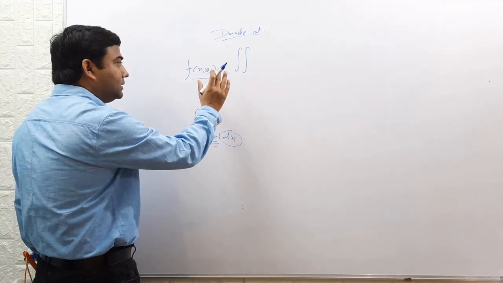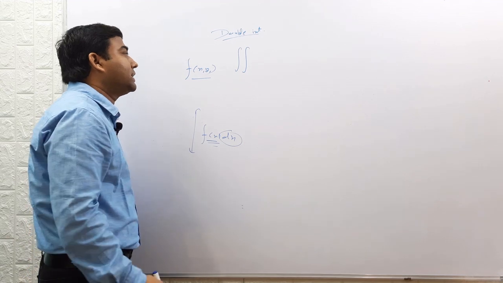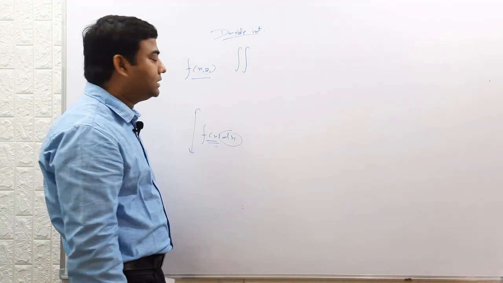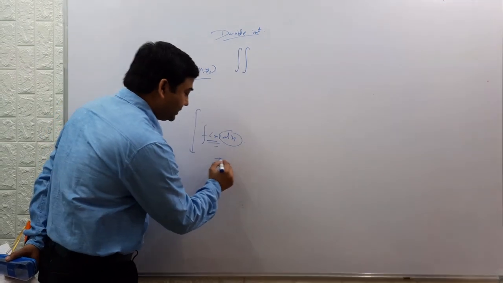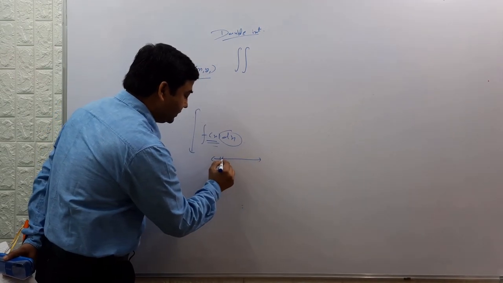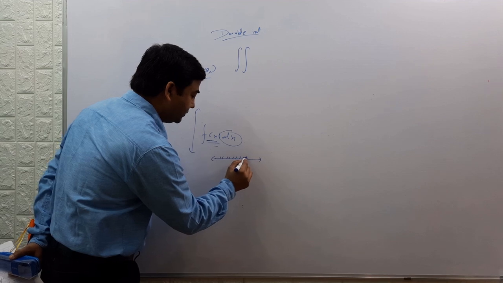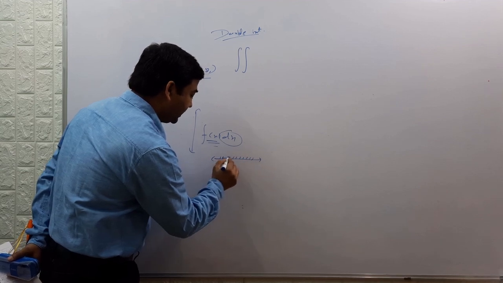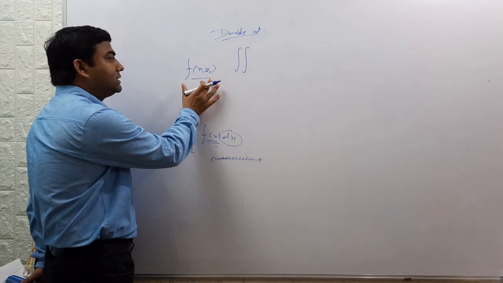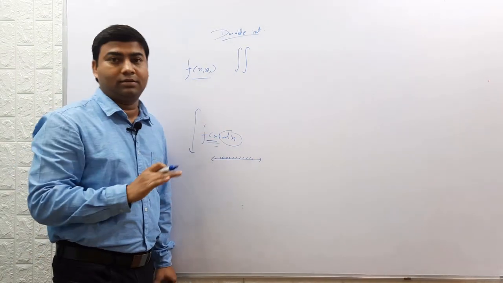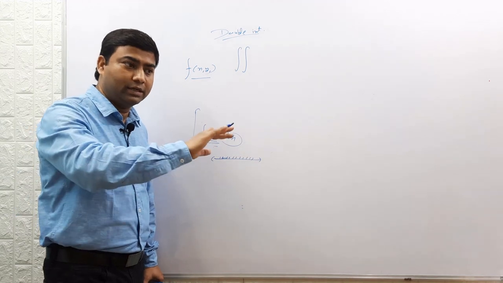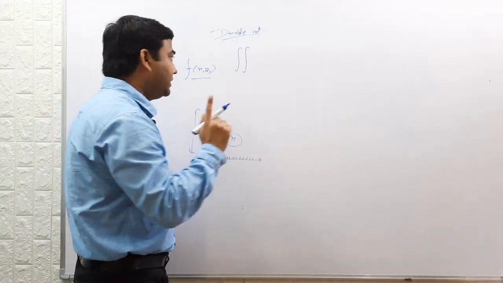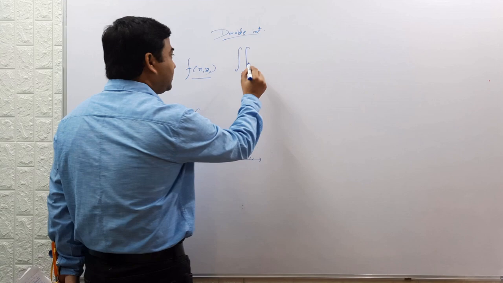But the unique thing in double integration is that in single integration you integrate along the x-axis by dividing it into an infinite number of small dx, whereas double integration is carried over an area, a region, not along a line. It is carried over a region. Here there are two things.